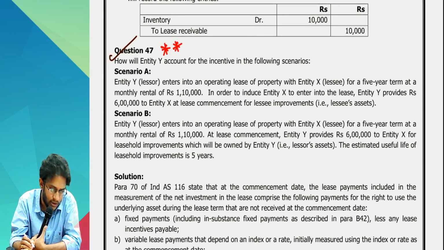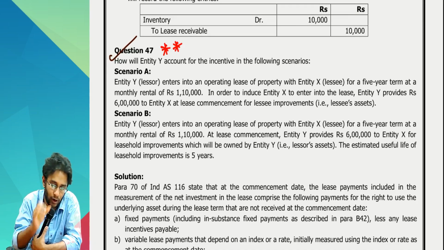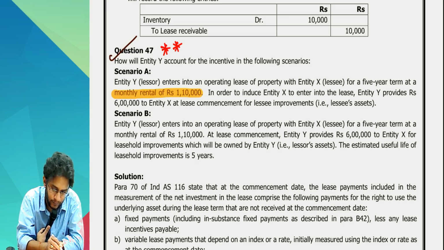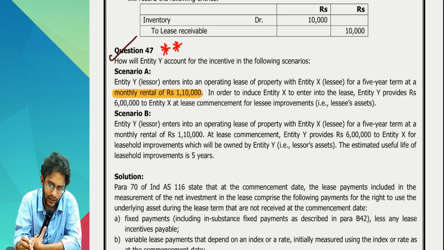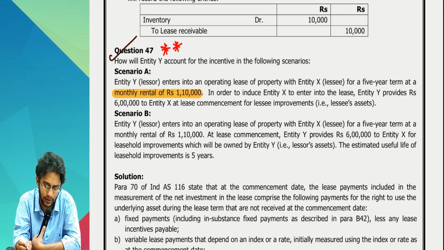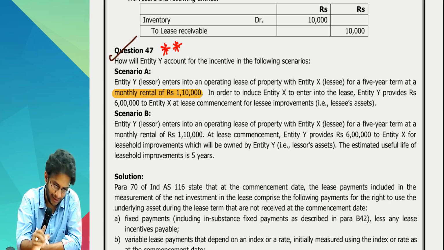Scenario A. Entity Y, the lessor, enters into an operating lease of property with entity X, the lessee, for a 5 years term at a monthly rental of 1,10,000. In order to induce entity X to enter into the lease, entity Y provides rupees 6 lakhs to entity X at lease commencement for lessee improvements, that is lessee assets. Indirectly he's asking how will Y account for this?